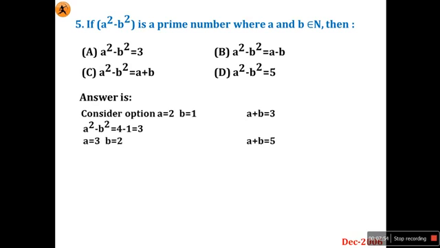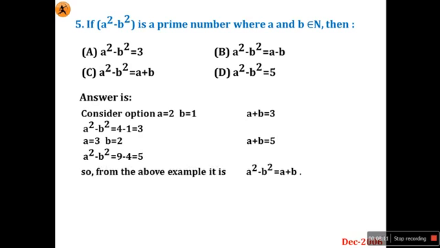Look at one more. a is equal to 3, b is equal to 2. So a plus b is equal to 5. a square minus b square means 3 square is 9, 2 square is 4, and 9 minus 4 is 5. So again you get a square minus b square is equal to a plus b. So option C is the right answer.